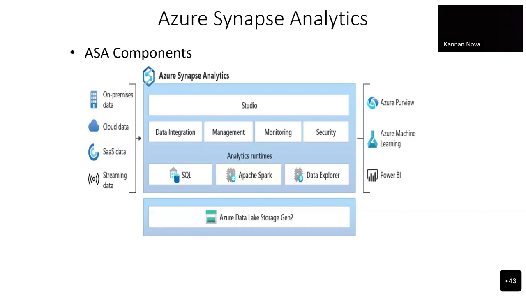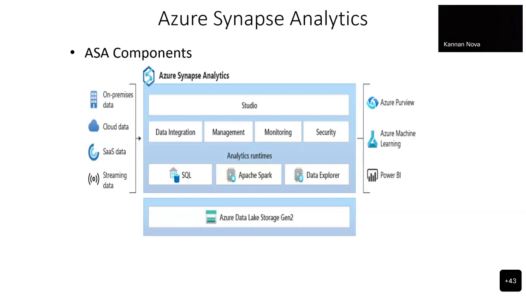Okay. So then we have the Apache Spark pool or runtime, and Data Explorer. Then finally we have storage, Data Lake Storage Gen 2, ADLS Gen 2, right? So Gen 2 supports a hierarchy structure, everything. That's why Synapse Analytics Studio uses the Gen 2 version, okay?